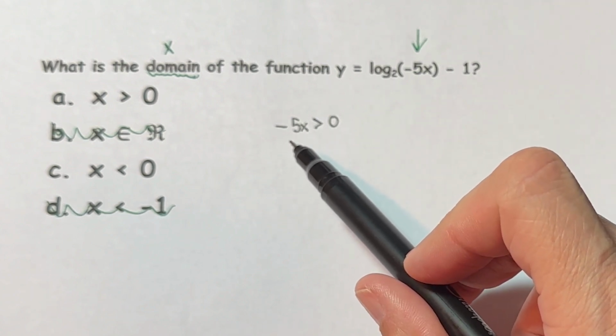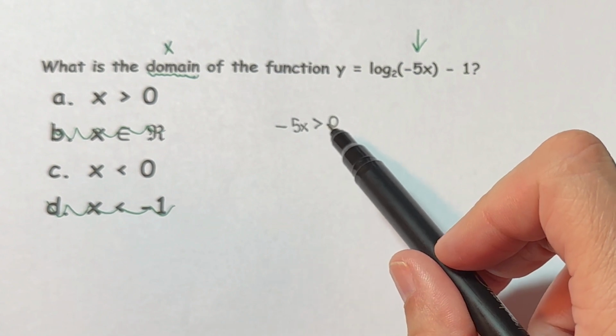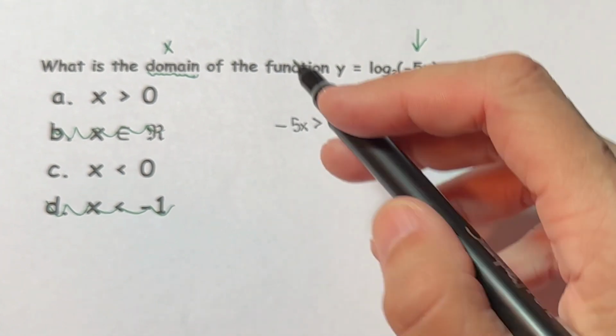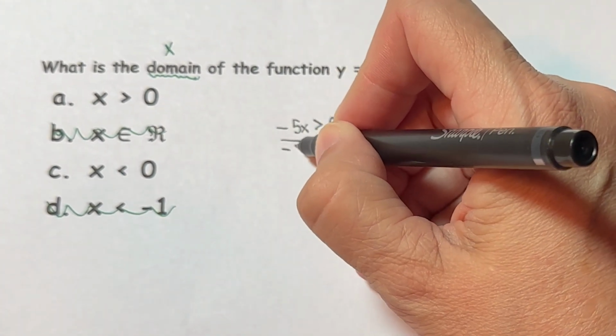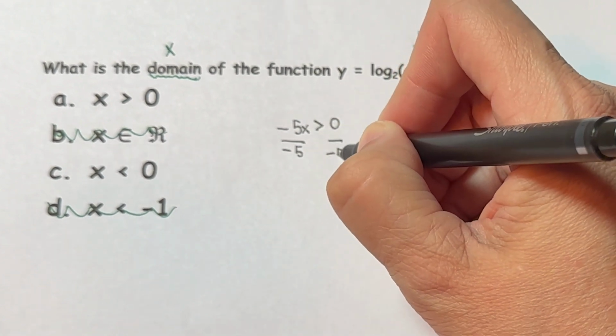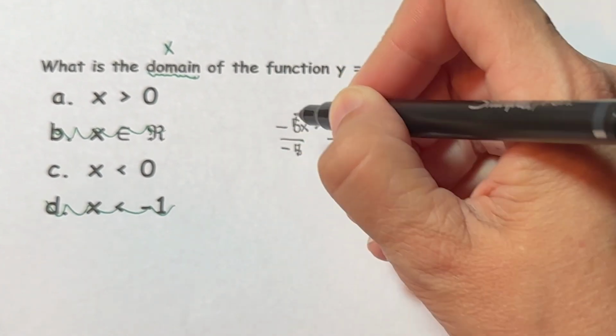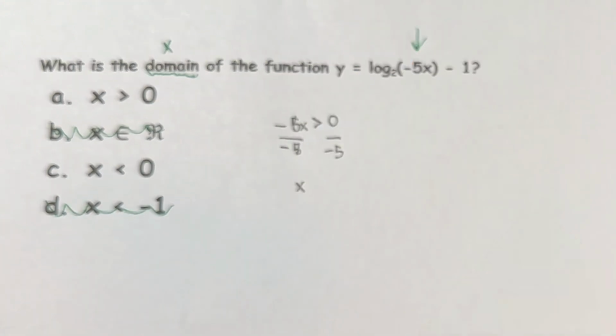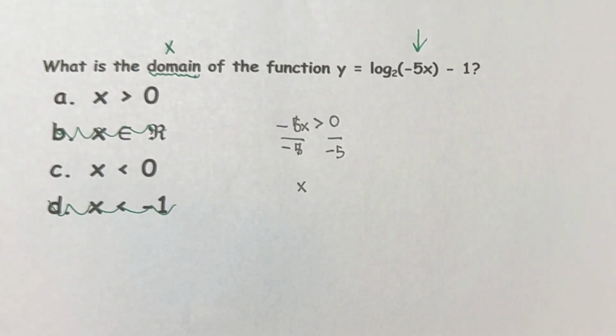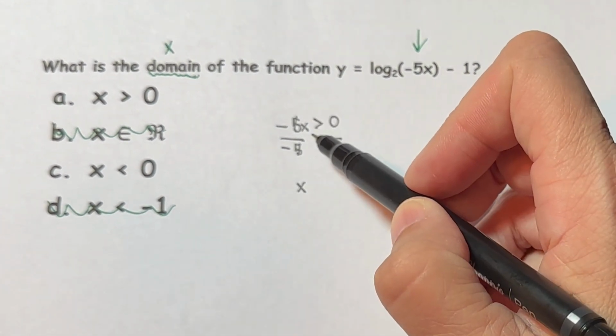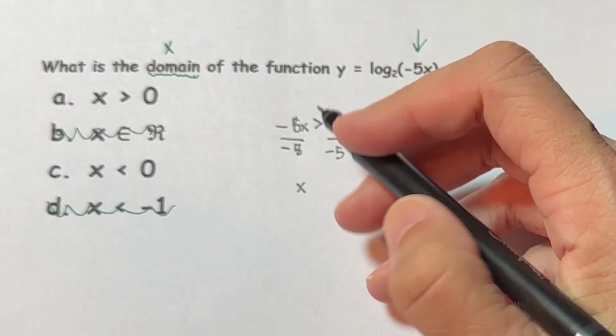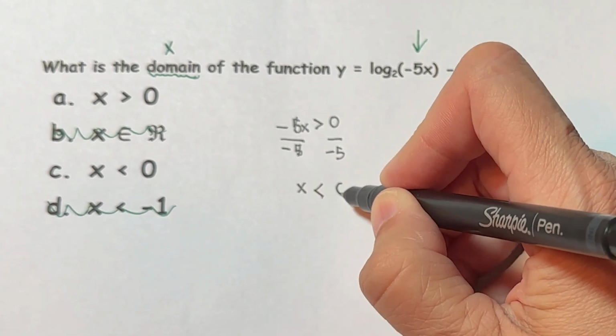I have negative 5 times x is greater than 0. There are times in my negative 5, so I'm going to divide. When I do that, this divided by itself is 1, so I get x. Now, you need to remember with inequalities, when you multiply or divide both sides by a negative, you have to switch the inequality. See how that's a greater than sign? I divided both sides by a negative, so I got to switch the inequality.